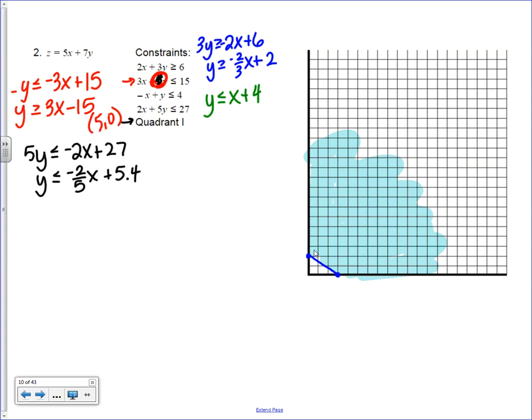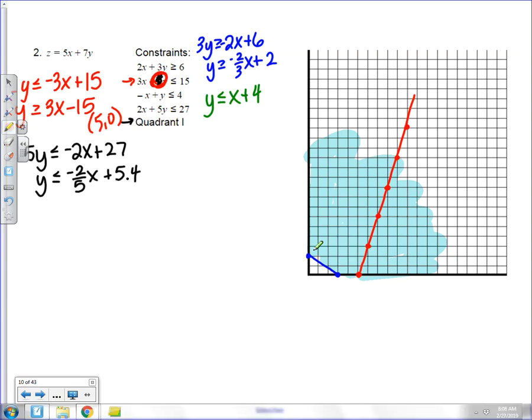1, 2, 3, 4, 5, 0. And then we can use our slope of 3. We're going to go up 3, right 1. And then this line will be solid, and we will be shading above this line. Okay, above this line would be this way.